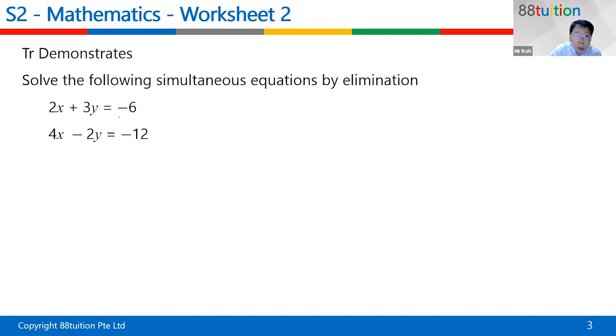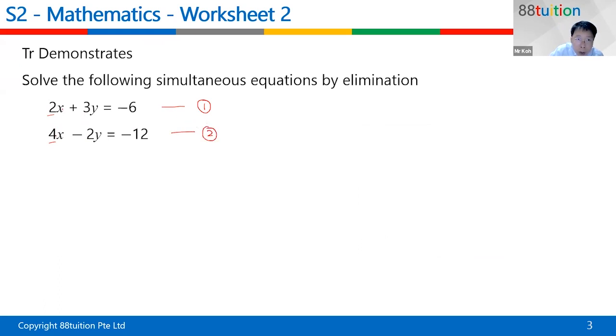So what you need to do is check which coefficient, this is called a coefficient, will be easier to compare. In this case, 2 and 4. In this case, 3 and -2. I would think it's easier to compare 2 with the 4. So how will I do? First I name this as equation 1, and then I name this as equation 2.